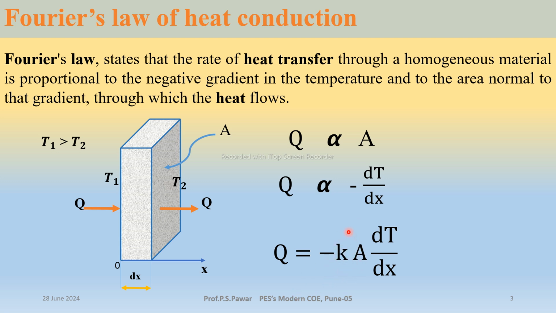is nothing but the constant assumed here for this proportionality. So K is the thermal conductivity of the material which is considered for this plane wall. This is the general equation for heat flow in one direction according to Fourier's law, that is Q is equal to minus KA dT by dx.